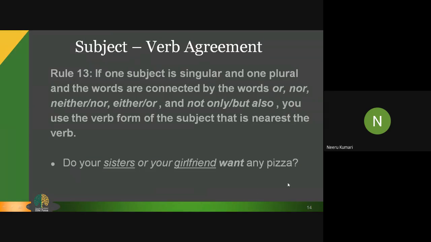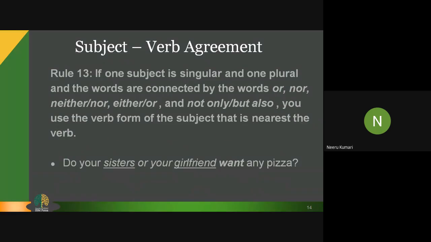Now if this is not in the question form, if this is in the statement form, can you convert the same sentence into a statement form? Quickly in the chat box, I am looking forward for your reply. Can you convert this particular sentence from the interrogative to a simple statement with a full stop? Let me see who's going to write and who's going to give me the answer. My sisters and my friend, okay, want pizza.